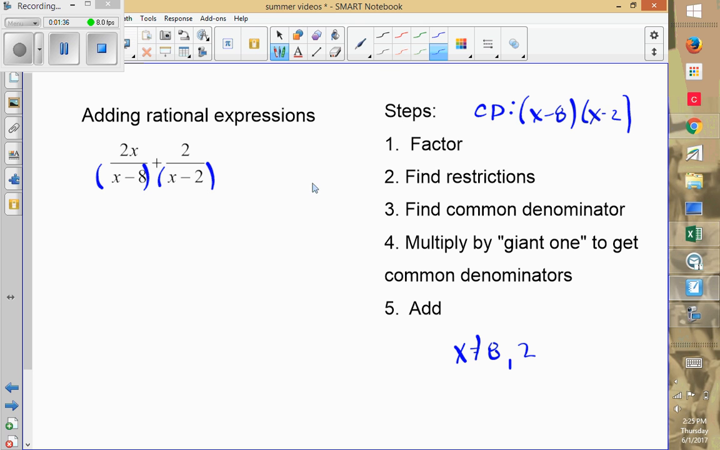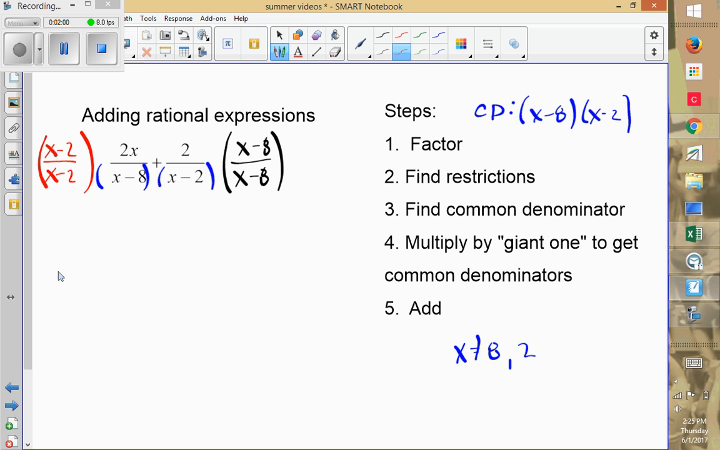If I look at the first fraction, it has the x minus 8. It does not have the x minus 2. So we're going to multiply by a giant one of the x minus 2 that it is missing. And the second fraction has the x minus 2, but does not have the x minus 8. So we're going to multiply by a giant one of the x minus 8.